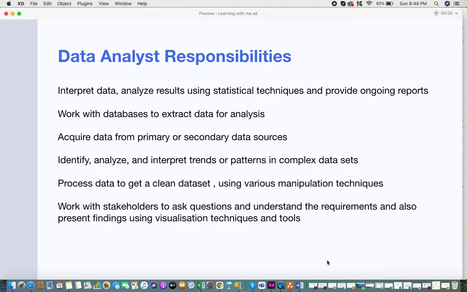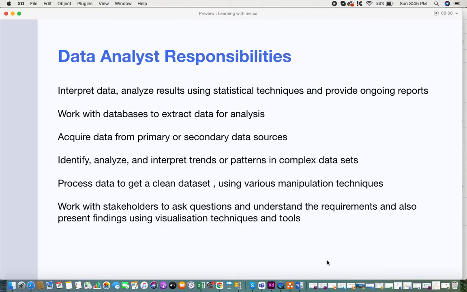Next, they need to acquire data, as I said, from primary or secondary data sources. Once they've acquired data, they should be able to identify, analyze, and interpret the trends or patterns in these complex data sets. Identifying and analyzing these different patterns and trends is what actually makes the data analyst a data analyst, because that's their key skill and the ability they have to bring out the story that the data is actually telling them.